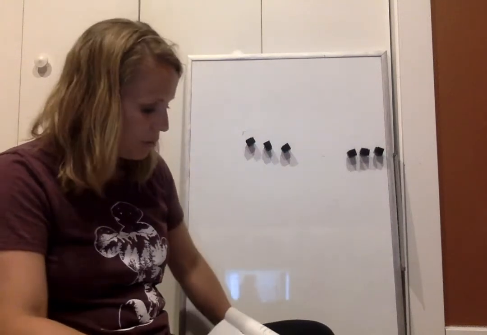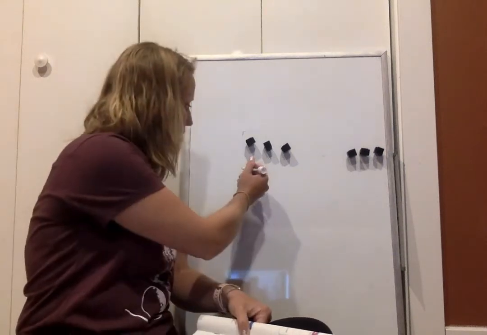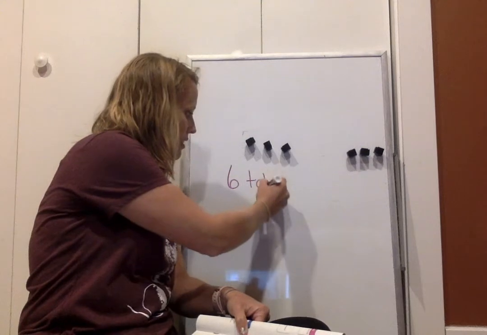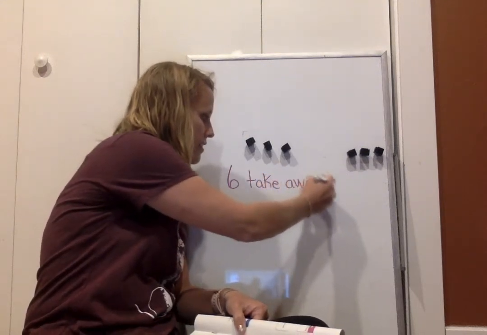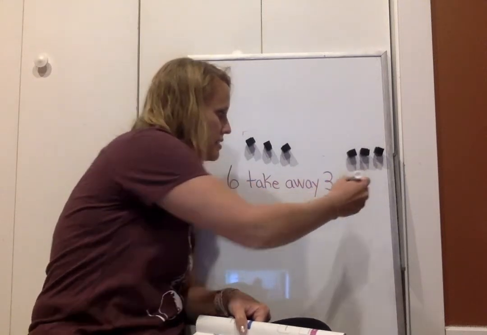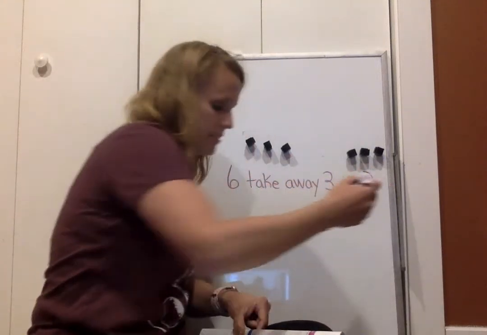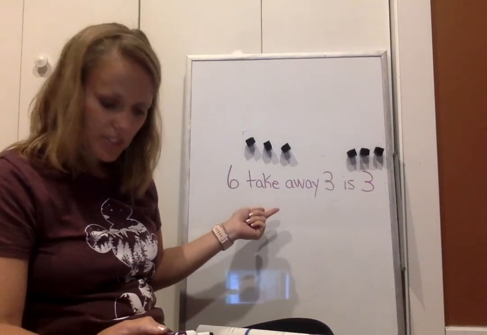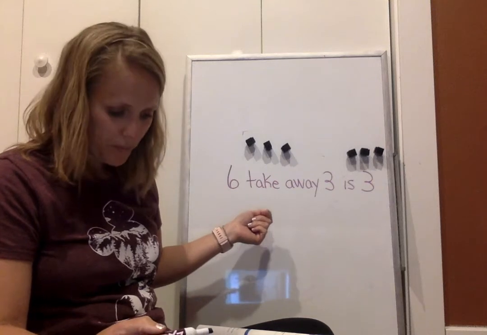Now, I'm going to write this as a subtraction sentence. 6 take away 3 is, how many are left? 3. Good. This is one way to write a number sentence that shows subtracting part of a group from a whole.